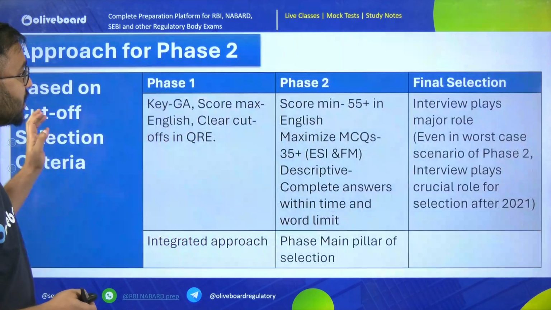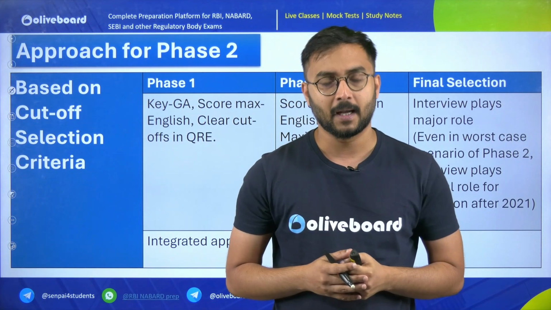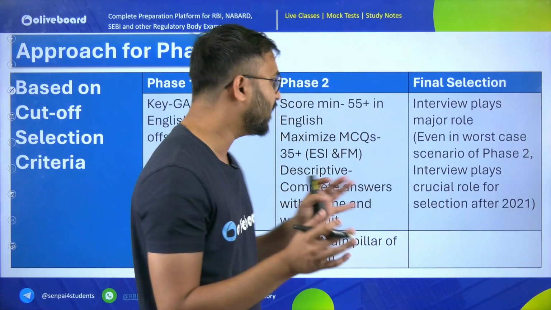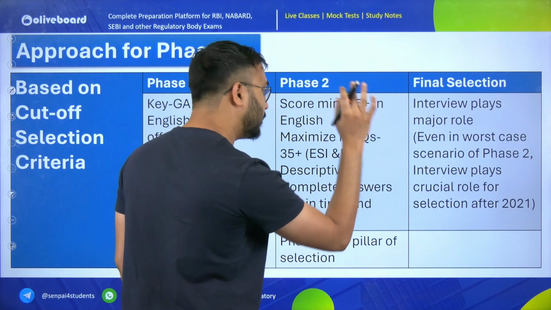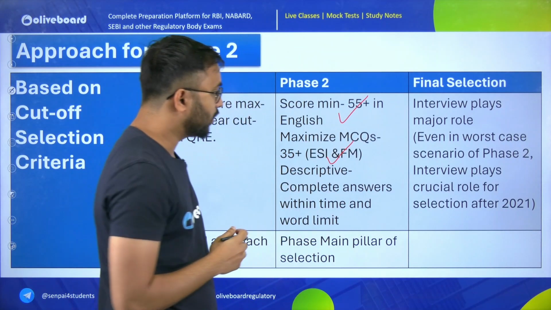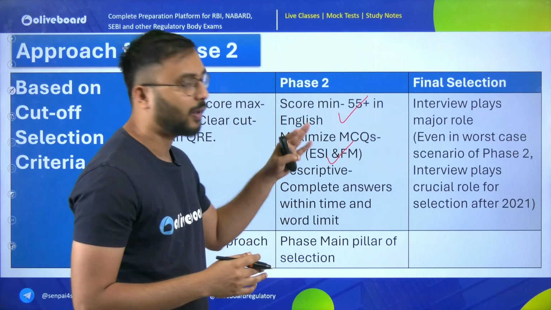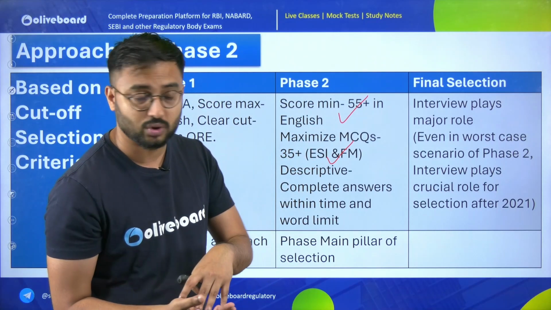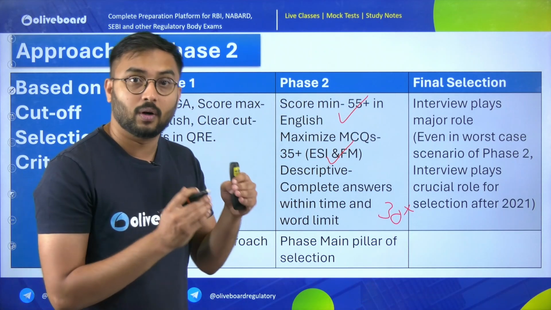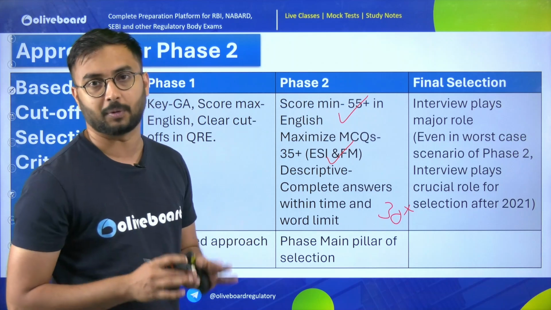Now, once you understand the target marks, let us understand the general understanding of phase 2 preparation. Many students clear phase 1 and give the phase 2 exam. What is the general understanding they have? The general understanding is: nothing much, phase 2 exam is easy. Score 55 plus in English, maximize your marks and score 35 plus in ESI and finance and management MCQs, and score 30 plus in descriptive answer writing by writing within the word limit and not making grammatical errors. This is the general understanding for phase 2 preparation.